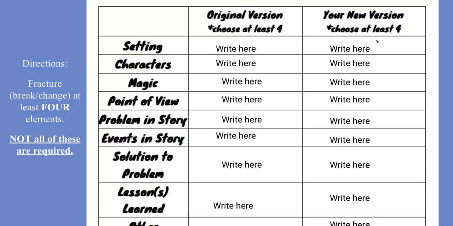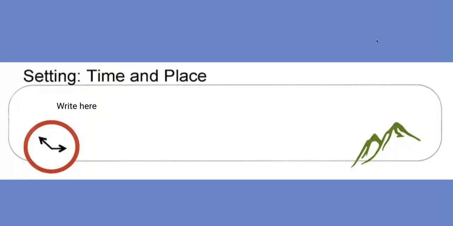How many do I have to do? 4. So maybe in the original, their magic was a magic wand, so I would just put magic wand. But in mine, it's going to be like a magic rubber chicken or something, okay? And then I have to do 4. So maybe the point of view in Harry Potter, it's from Harry Potter's. But maybe in mine, it's going to be from the perspective of Dobby. Okay, that's it. So you don't need to do complete sentences. And you should not do this whole slide. Just do 4. Okay?